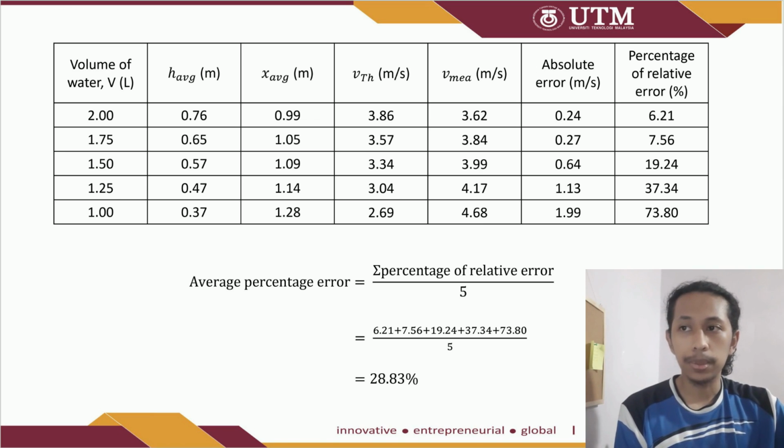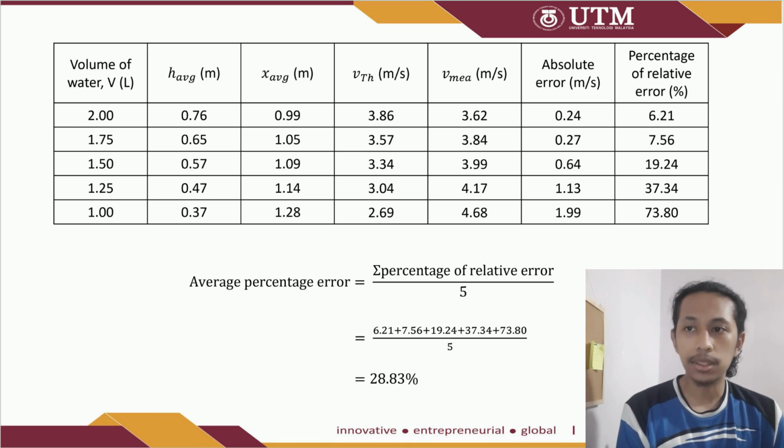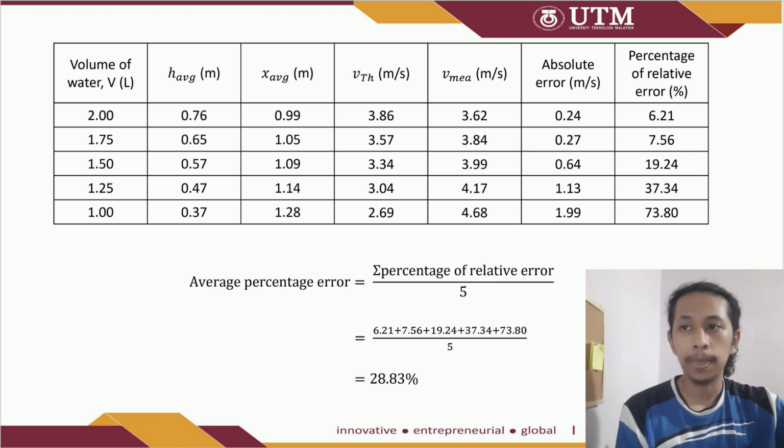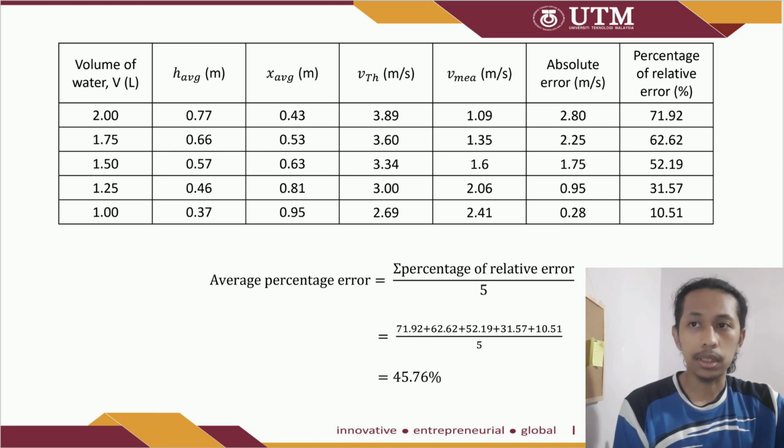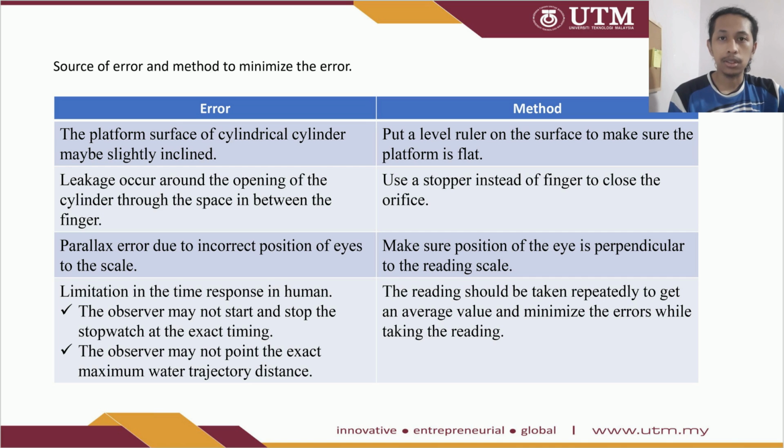And in the table, we can see that the average percentage error is the sum of the percentage of relative error over 5. We will get the average percentage error to be 28.83%. In the next table, we would get the average percentage error to be 28.62%. And for the third table, the average percentage error is 45.76%.